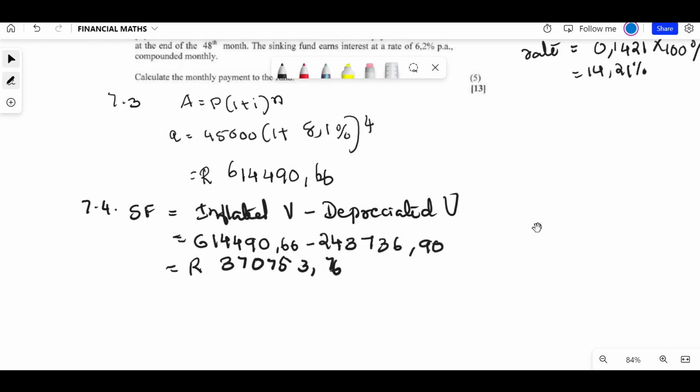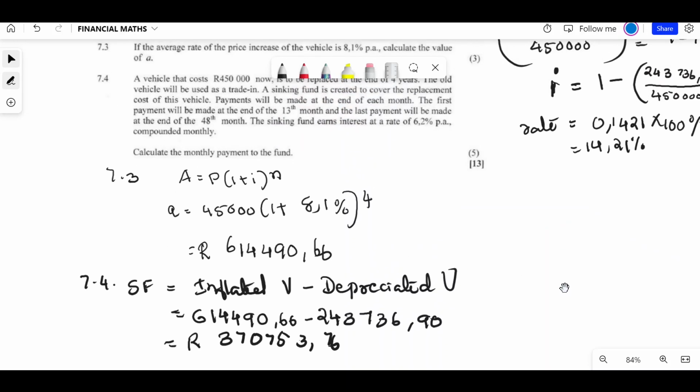Now what is the question now? A sinking fund is created to cover the replacement cost of this vehicle. Payments will be made at the end of each month. The first payment will be made at the end of the 13th month, and the last payment will be made at the end of the 48th month. The sinking fund earns interest at a rate of 6.2% per annum compounded monthly.